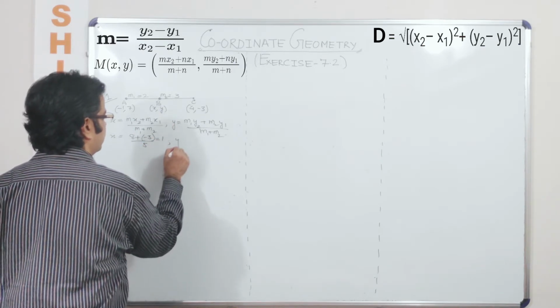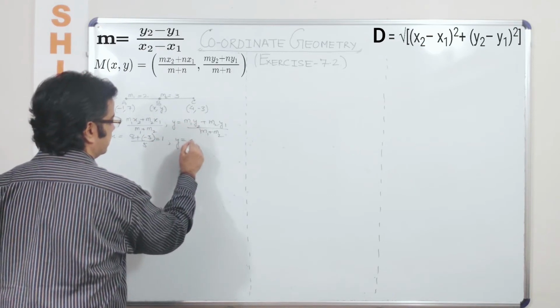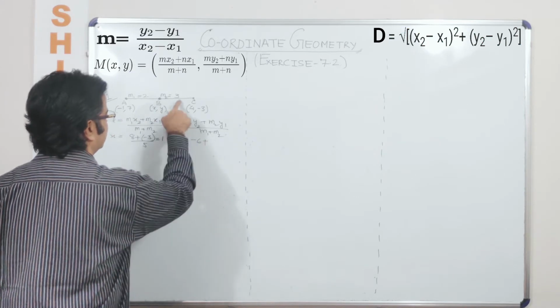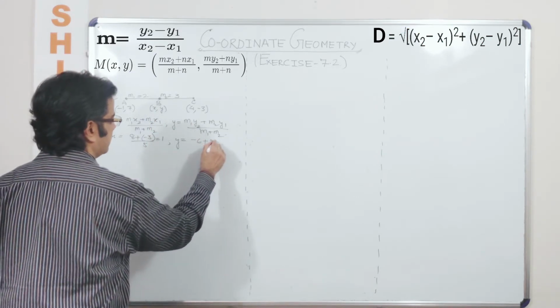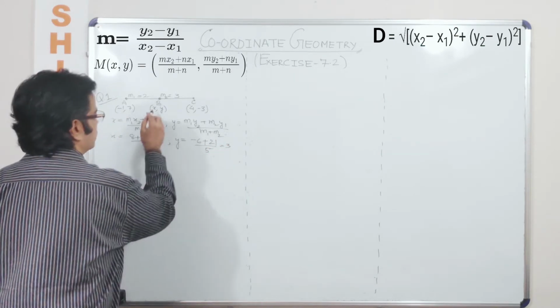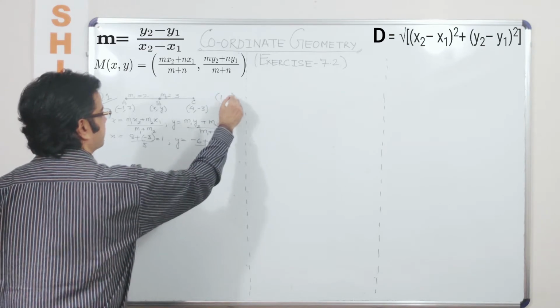Now talking about the value of y from here. So m1 into -3, which is 2 into -3 is -6, plus 3 into 7, which is 21, divided by 5, and this comes out to be 3. So what is the value of x comma y? This comes out to be 1, 3.